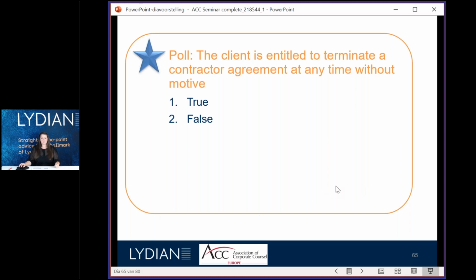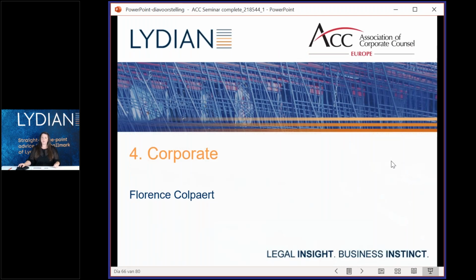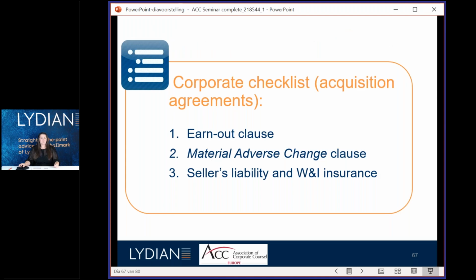My name is Florence, and I will be touching upon corporate contracts today, and in particular, acquisition agreements. So acquisition agreements are quite complex contracts and quite broad as well. So I chose to focus on three elements, which I believe have particular importance and relevance in the current context. And those are earn-out clauses, material adverse change clauses, and the use of warranty and indemnity insurance in the framework of acquisition agreements and to cover the seller's liability.